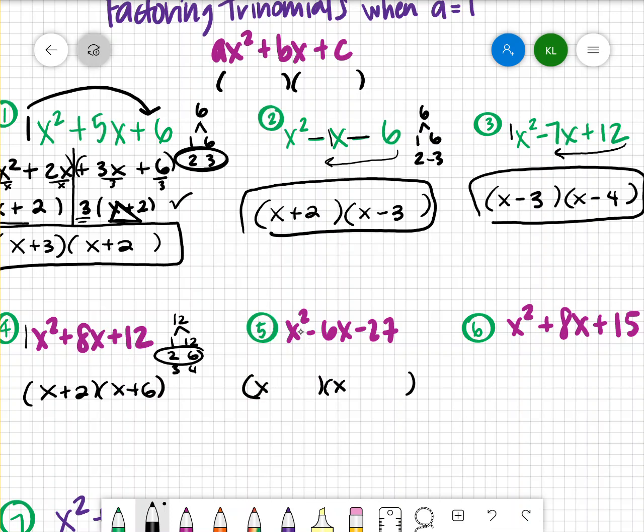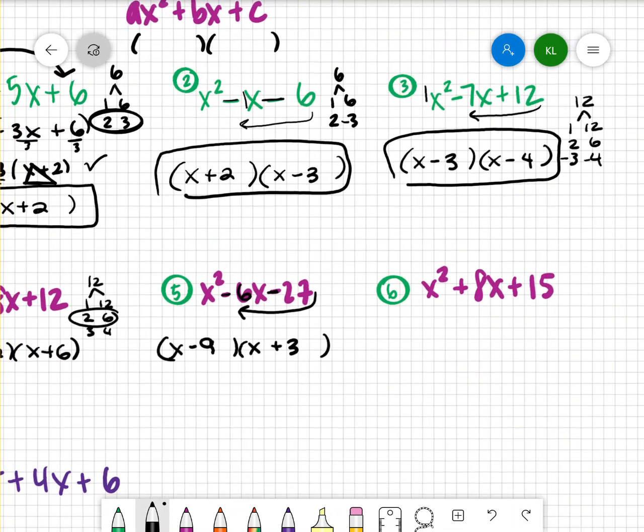Okay, x times x is x squared. Again, I want factors of 27 that subtract to give me negative 6. Now, a lot of teachers say we're always looking for factors that add to give you. You could say add to give you a negative 6. It's the same thing as subtracting to give you 6. Okay, and that would be 9 and 3. So 9 times 3 is 27. Negative 9 plus 3 is negative 6.